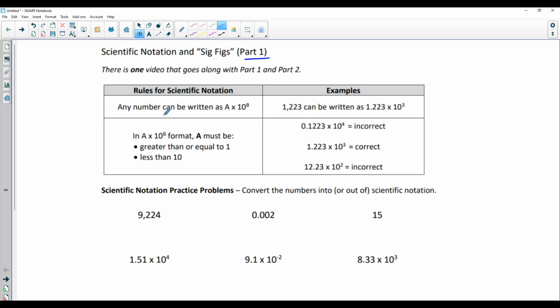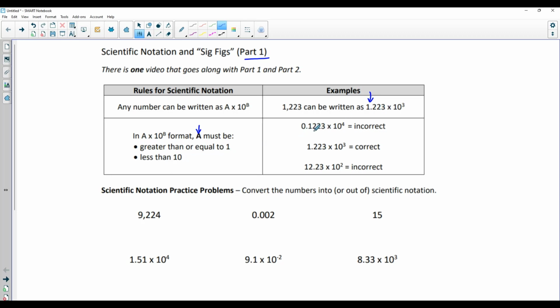That's the idea that any number can be written in the form a times 10 raised to the power of b. So a number like 1,223 can simply be written as 1.223 times 10 to the power of 3. Now, this place where the decimal got put right here is very important in scientific notation: a is always going to be greater than or equal to 1, but it has to be less than 10.